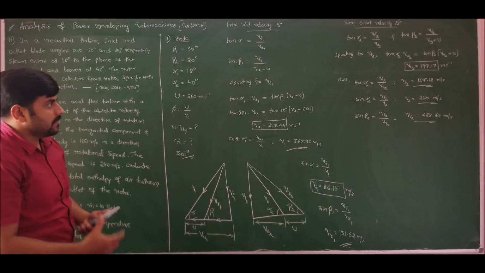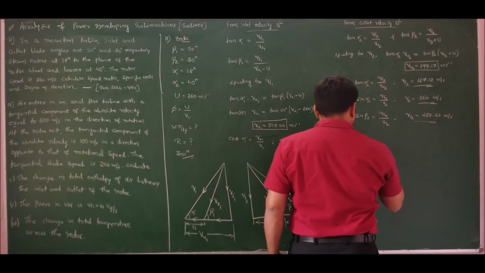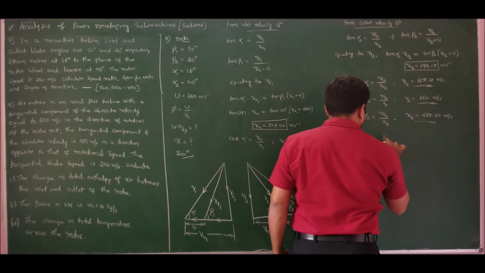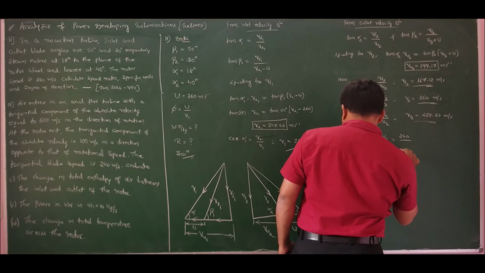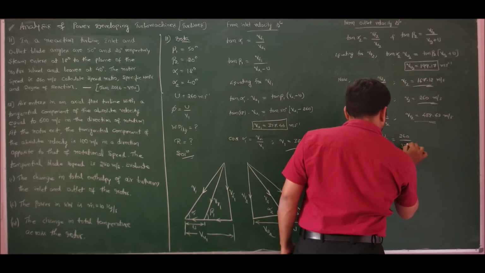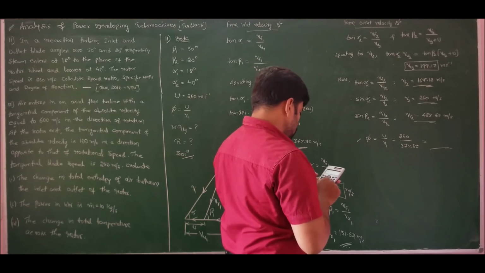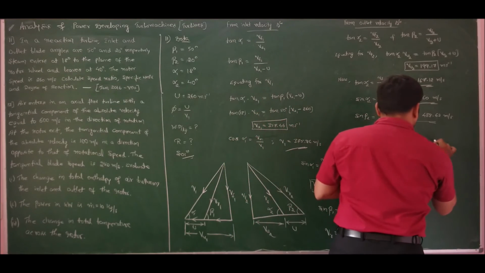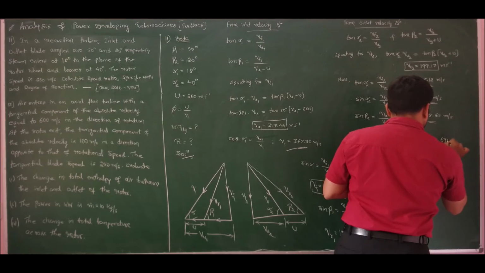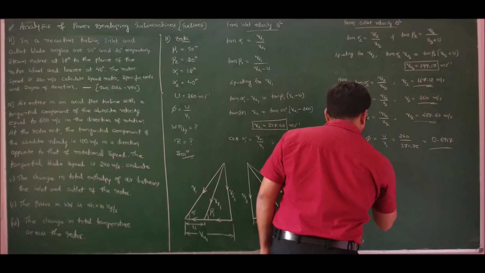So therefore we can solve the unknowns that have been asked. The first one is speed ratio. Speed ratio is U by V1. U is given as 260. V1 is calculated as 375.86. So therefore the speed ratio for this problem is 260 by 375.86, which is 0.6917.